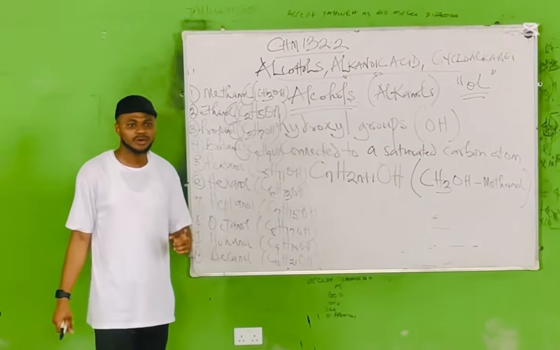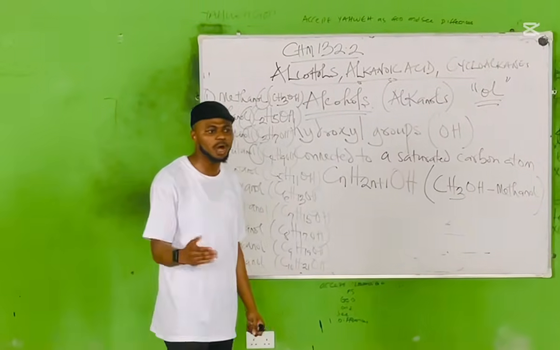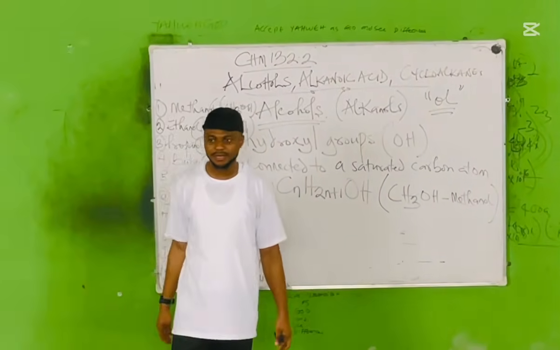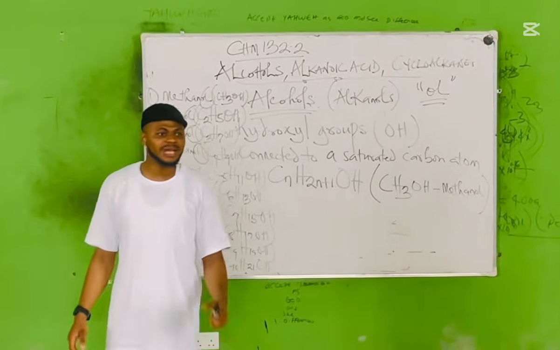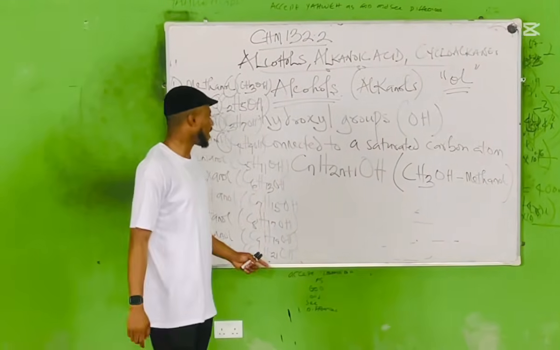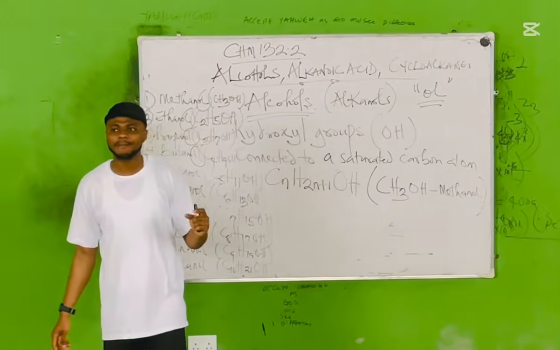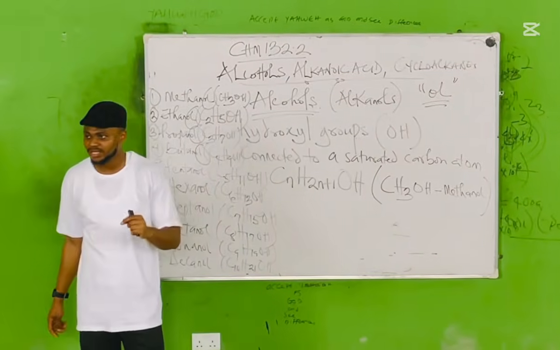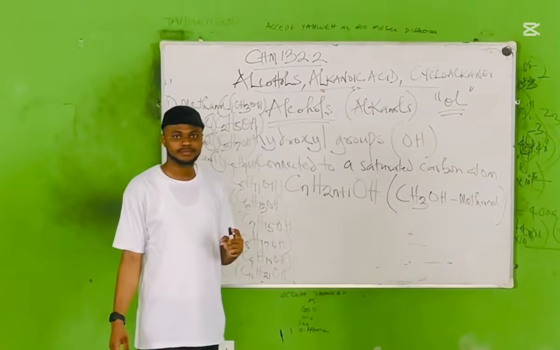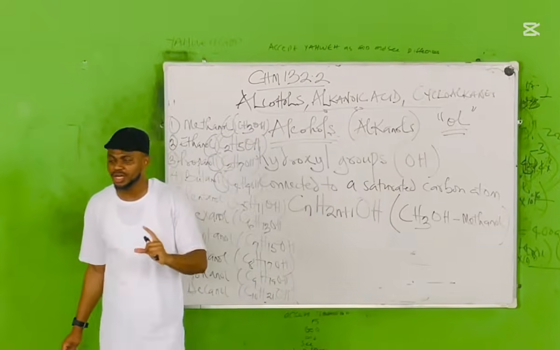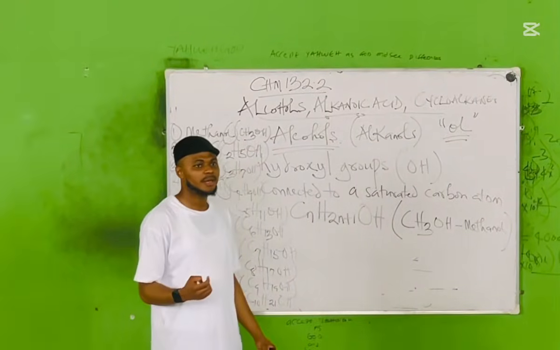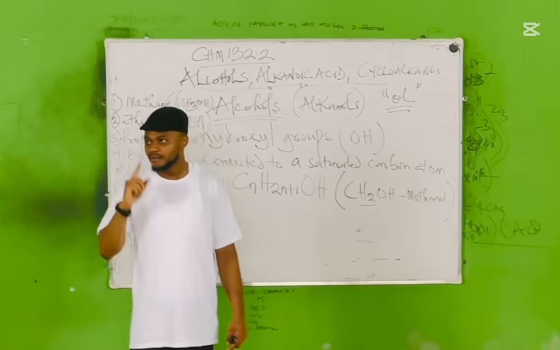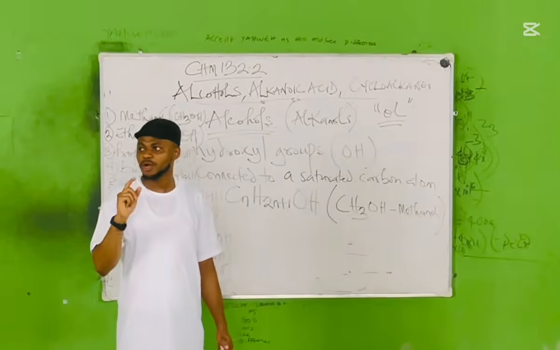But before that, let's complete the rules. What number are we now? We have finished number 2, right? Now number 3. After you must have done that number 3, now attach numbers to each substituent in the chain based on their various positions.